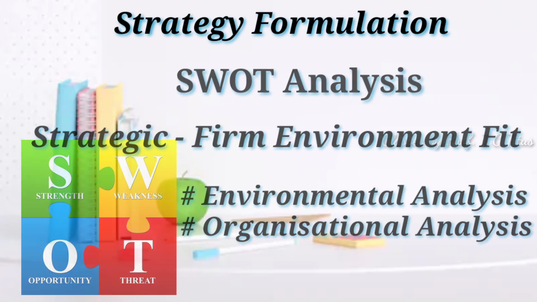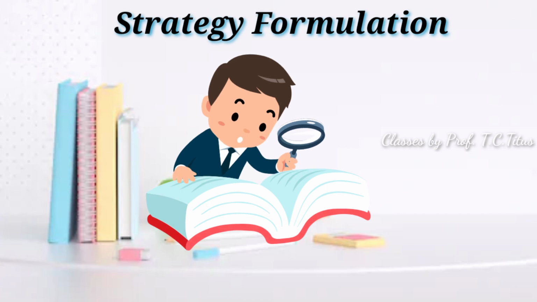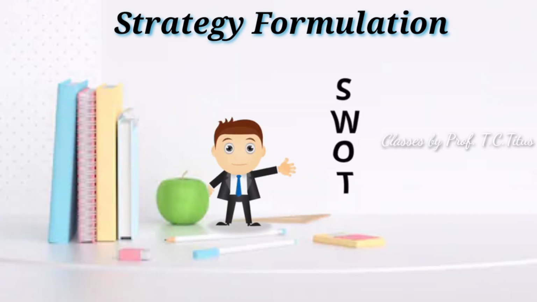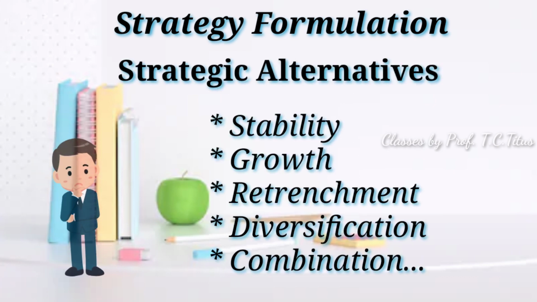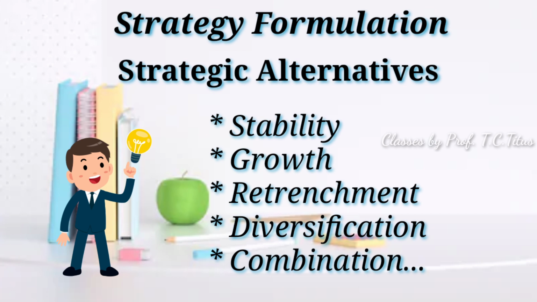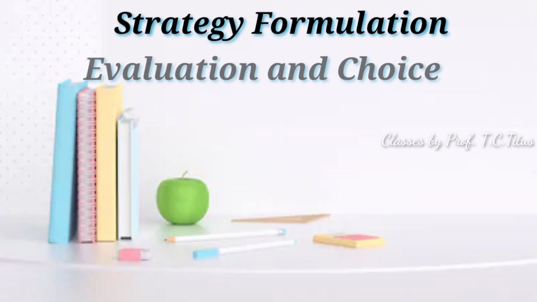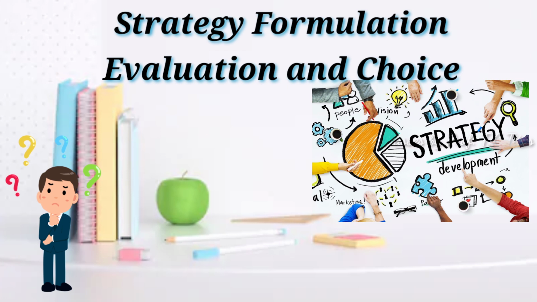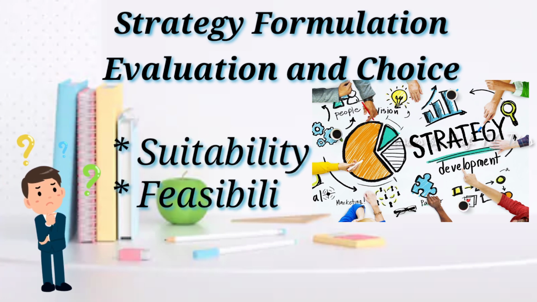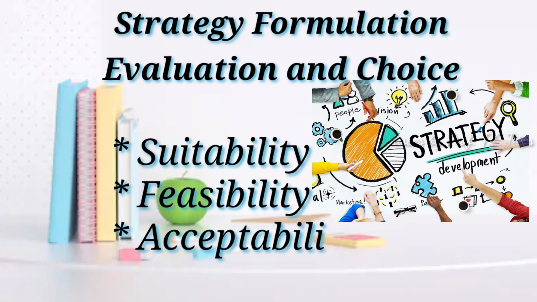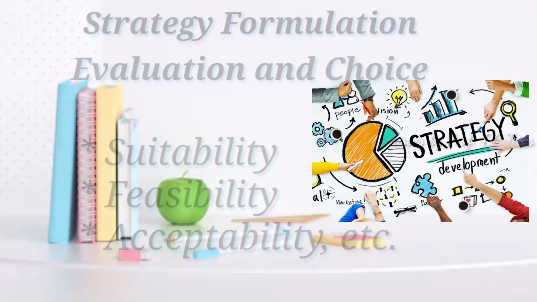So, the first step in strategy formulation is the determination of vision, mission, and objectives. Then comes the SWOT analysis, and then the identification of the strategic alternatives. After this, there is the evaluation and the choice of the alternatives. Criteria such as suitability, feasibility, acceptability, etc. are commonly employed for evaluating the strategic alternatives. That is with regard to strategy formulation.